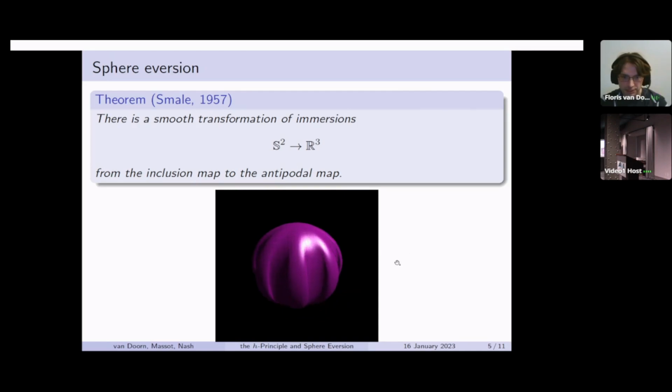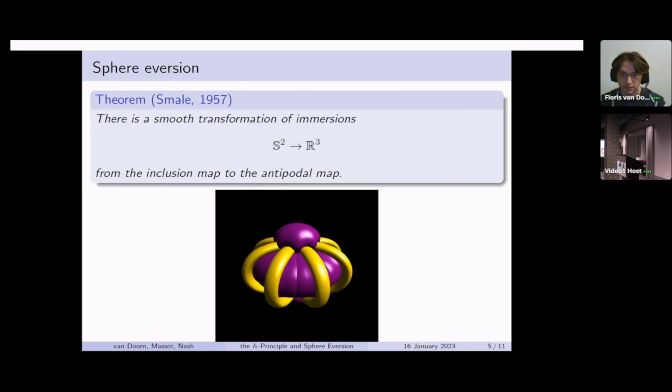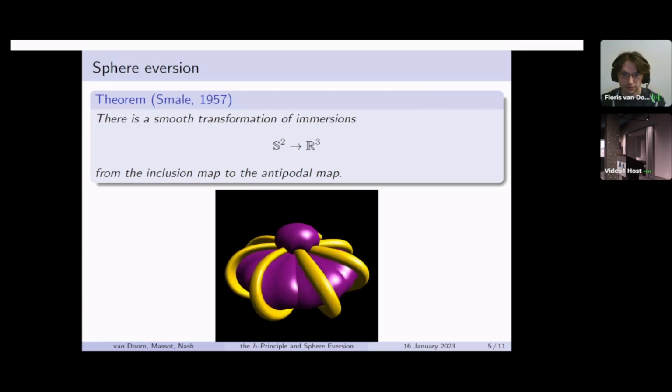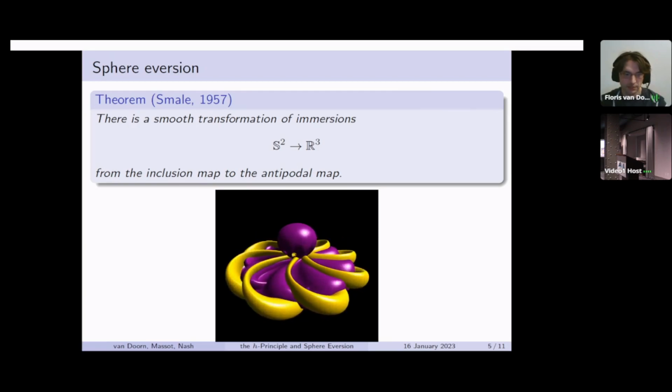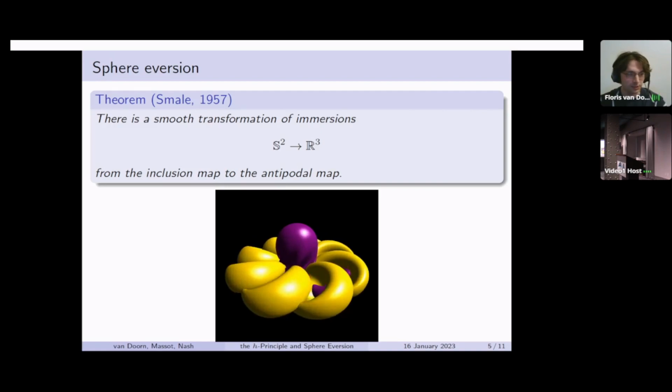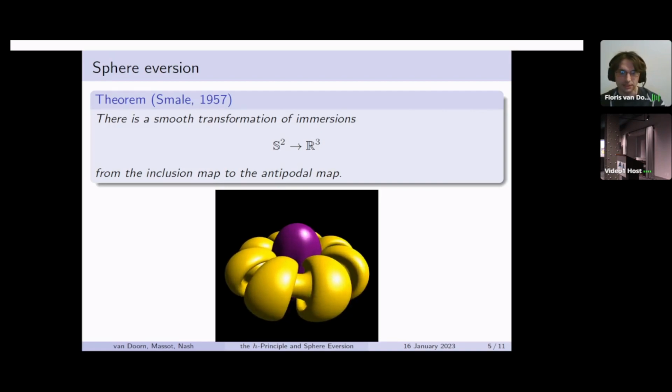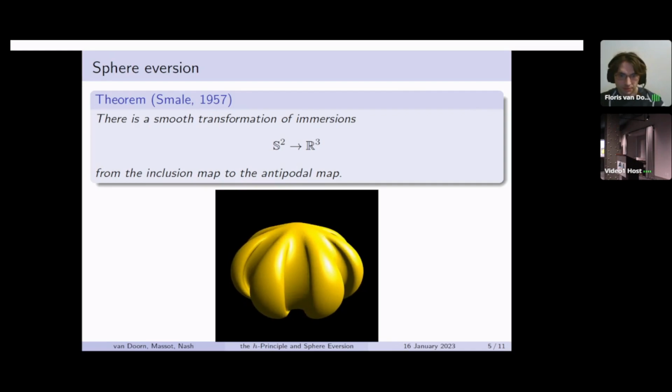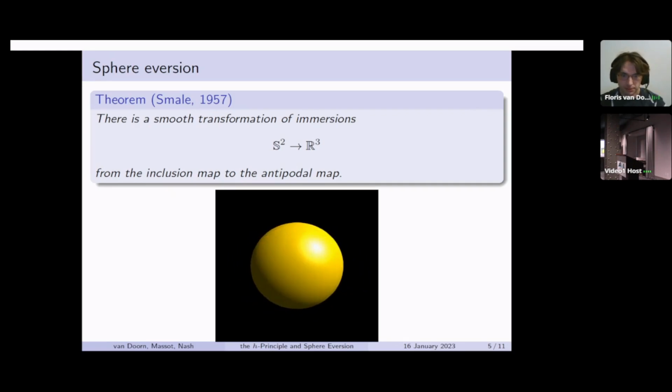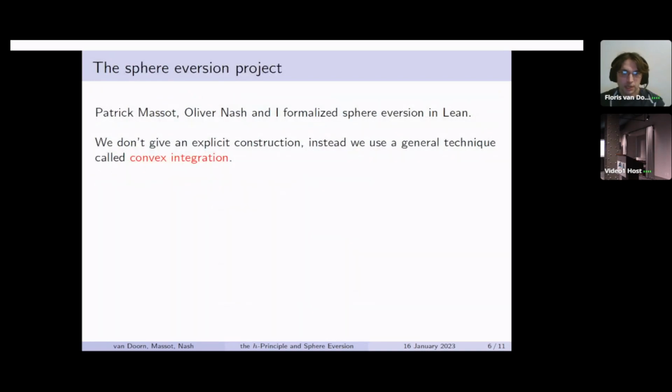But you can sort of see that there are these thickenings of parts of the sphere that are used to avoid the points you want to avoid, the places where a map like this would not be an immersion. So I formalized this together with Patrick Massot and Oliver Nash.